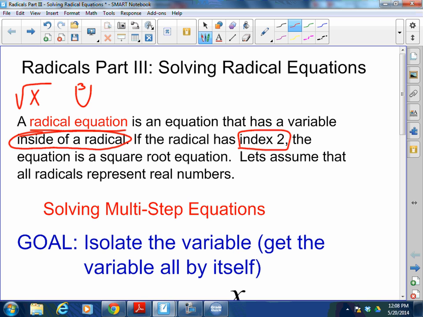If I have a 3 as the index, that's called a cube root. If I have a 4 as an index, that's called a fourth root. If I have a 5 as an index, that's called a fifth root, etc. So today we're going to learn how to solve any type of radical equation.